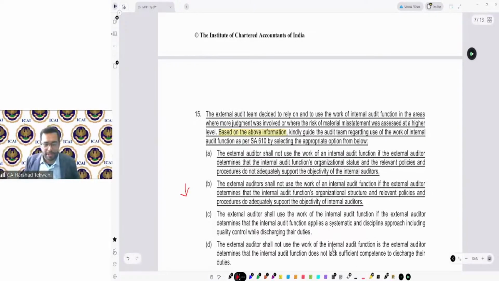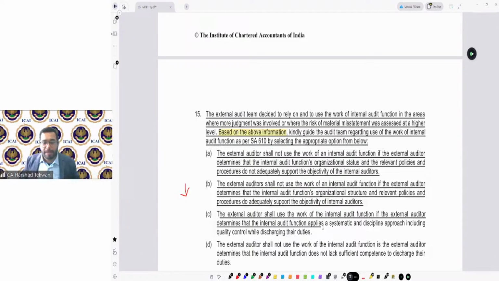Again, the external auditor shall use the work of the internal audit function if the external auditor determines that the internal audit function applies a systematic and disciplined approach, including quality control, while discharging their duty. Again, there was no information with respect to a systematic or disciplined approach or quality control in the question. So there is a less likely chance of this being the answer. Then the external auditor shall not use the work of the internal audit function if the external auditor determines that the internal audit function does not lack sufficient competency to discharge their duties.